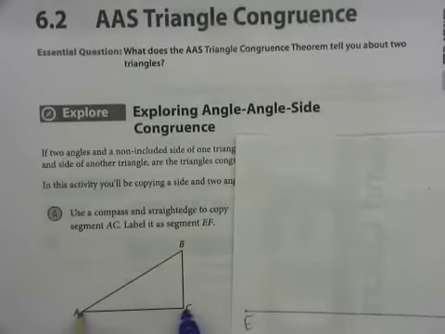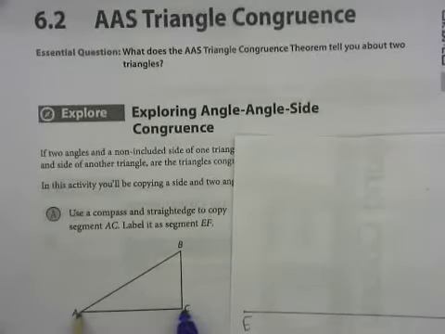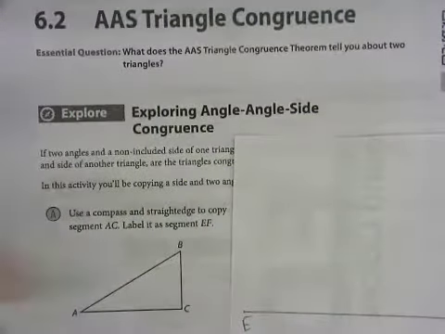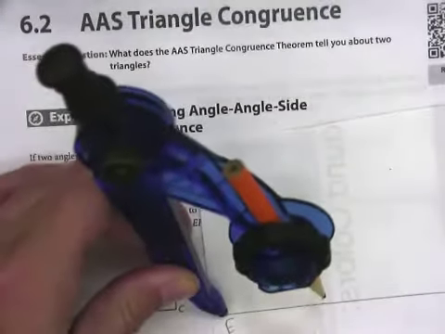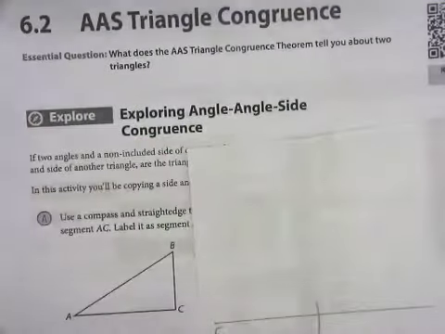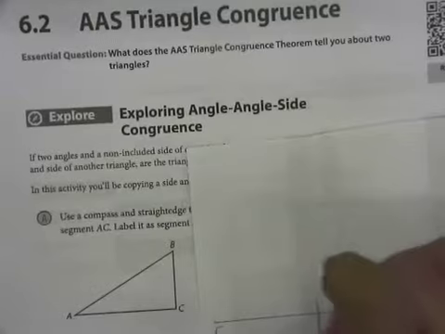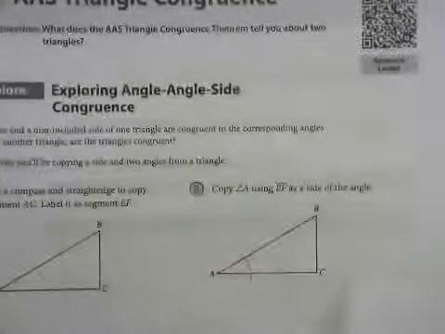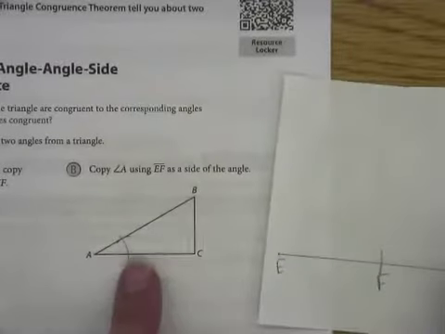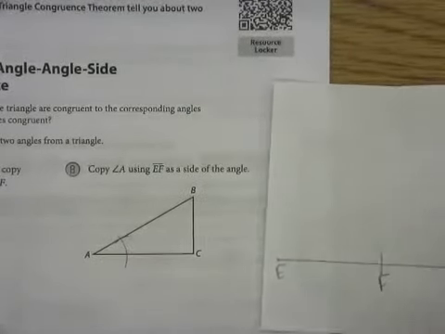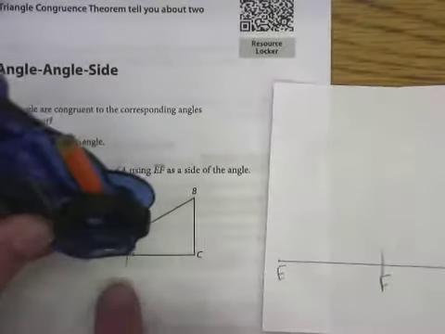You set your compass setting to the length of AC, and then putting the point of my compass at this endpoint, I mark it on my random ray, and now I call this F. So the next thing it asks us to do is to copy angle A using EF as a side of the angle. So remember how you copy an angle.